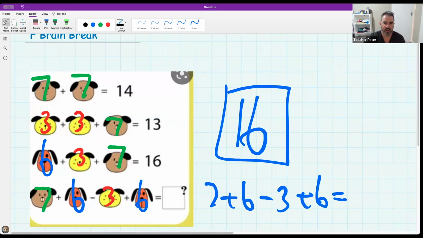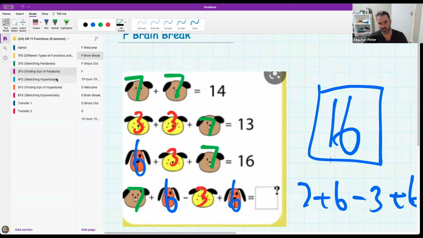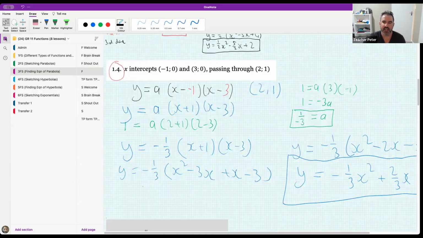Okay. All right, everyone. So that is our little puzzle for today. That was actually quite an easy one, but it's nice to let our brains get distracted for a second. Let's go back to today's work.